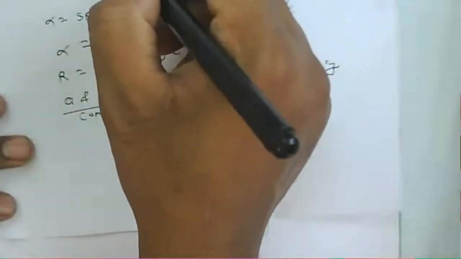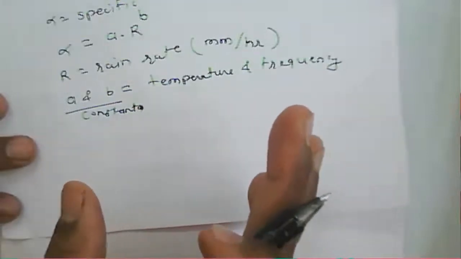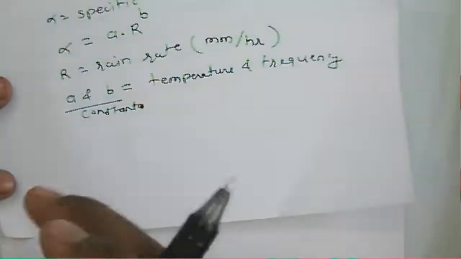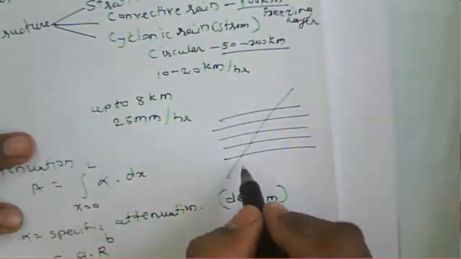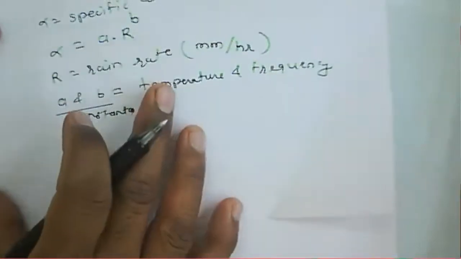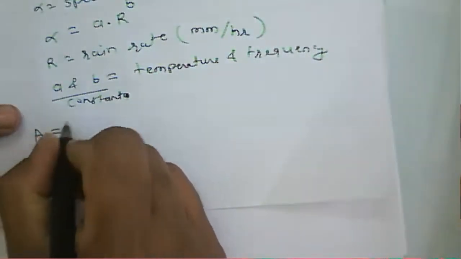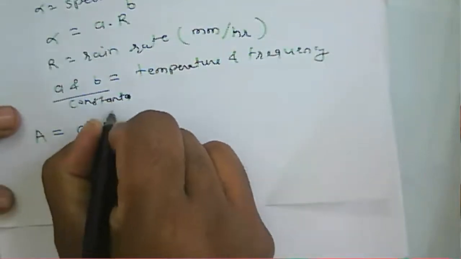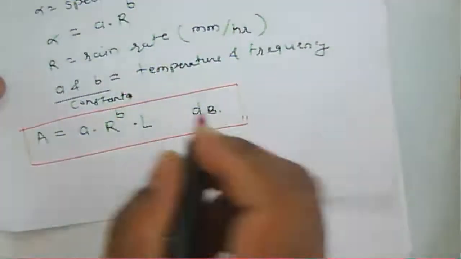So the total attenuation depends upon the path through which the wave is propagating, that is, the range distance. How much will be the distance of that range, or what will be the path of the signal propagating through it? That's why the distance is in kilometers. So we can calculate the attenuation of your wave propagating through the rain as a into R raised to b, into L, in dB. This is nothing but the rain attenuation.